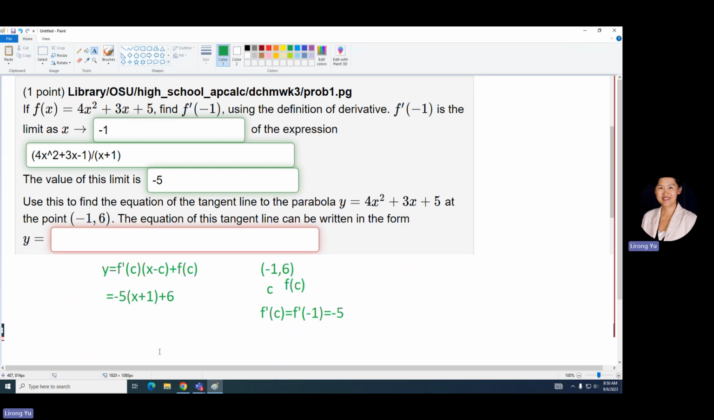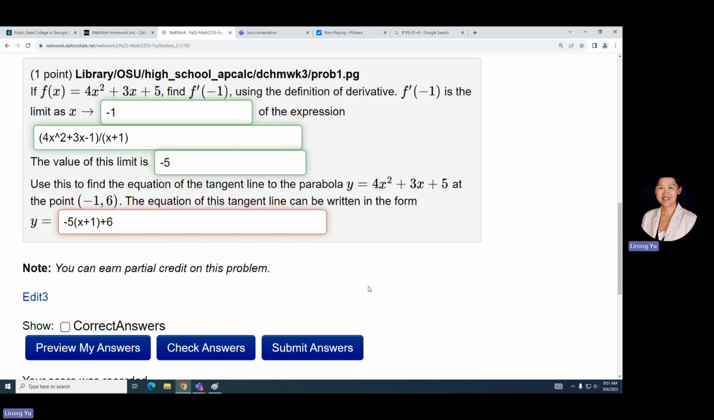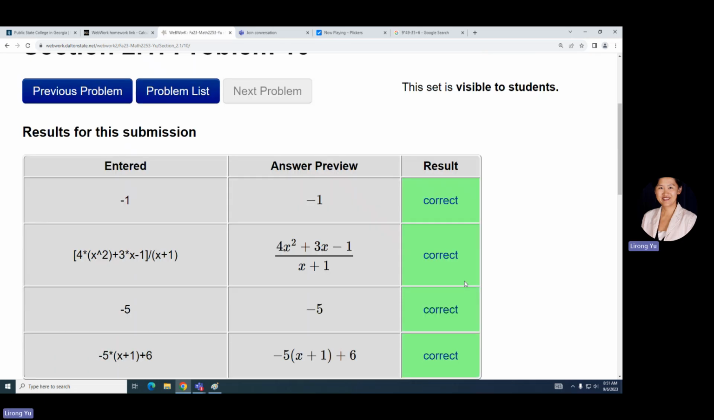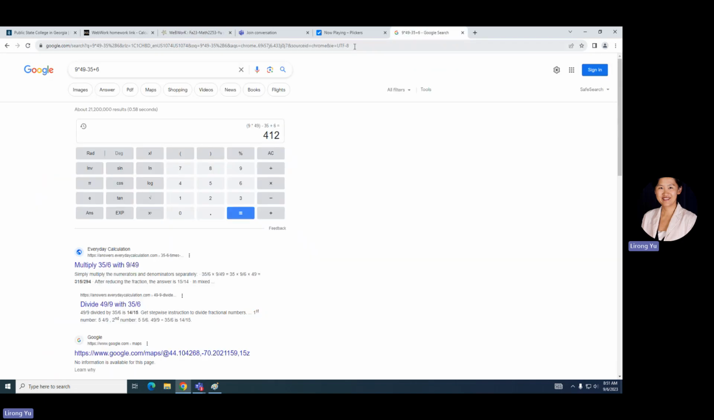Any questions? Other than the definition part, this part is maybe new. But the answer is really something we were doing in section. The answer would be -5 times (x plus 1) plus 6. All right, you can also confirm this by graphing the tangent line.